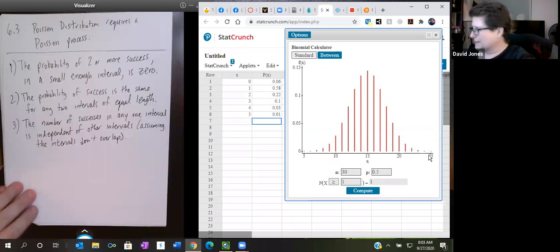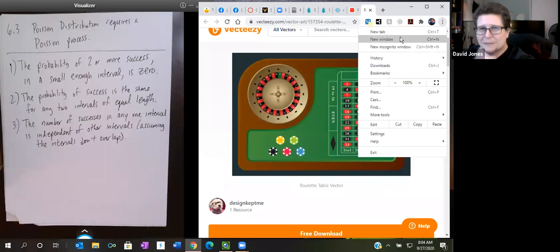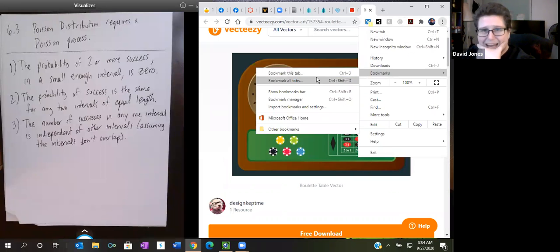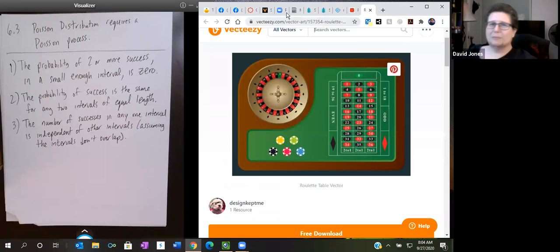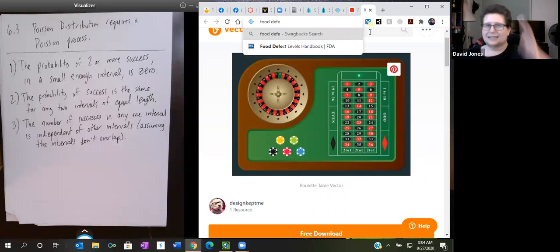Let me give you an example. Do I still have it in my bookmark history? I don't need to show you all my bookmarks. That's bad. We're going to look at the food defect. Oh, there we go. I got it saved.